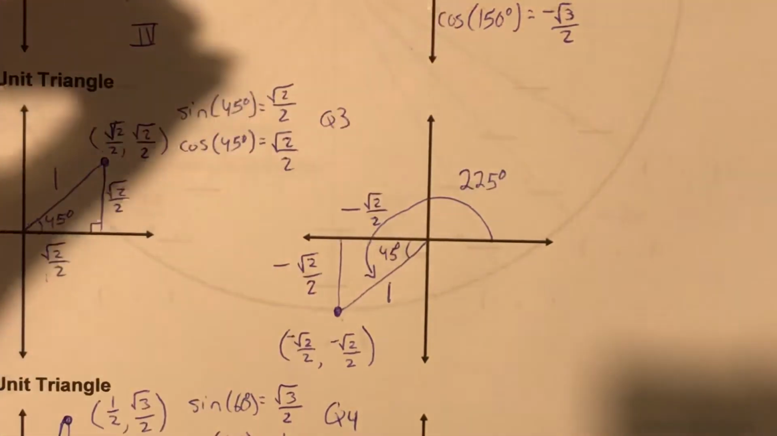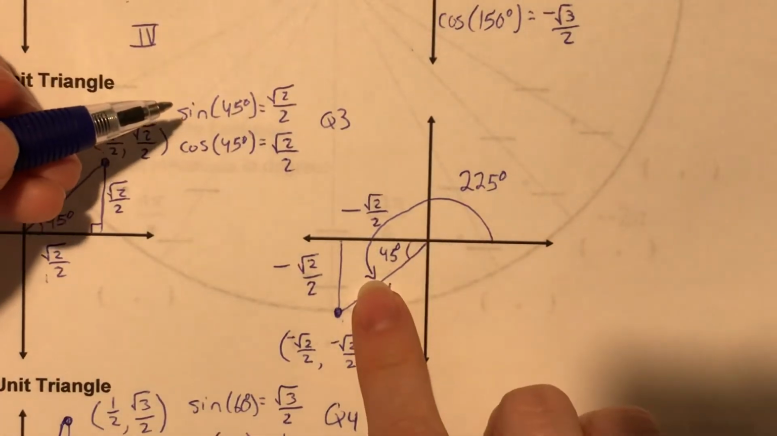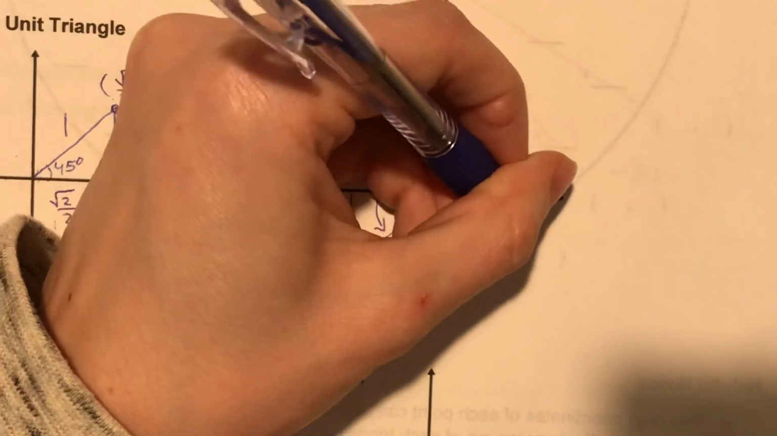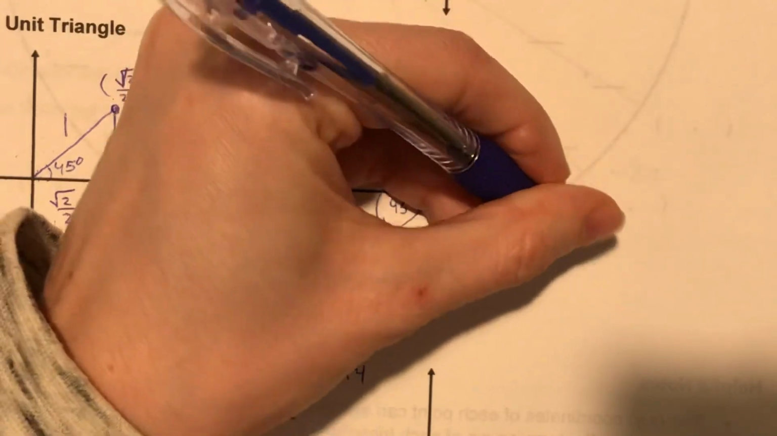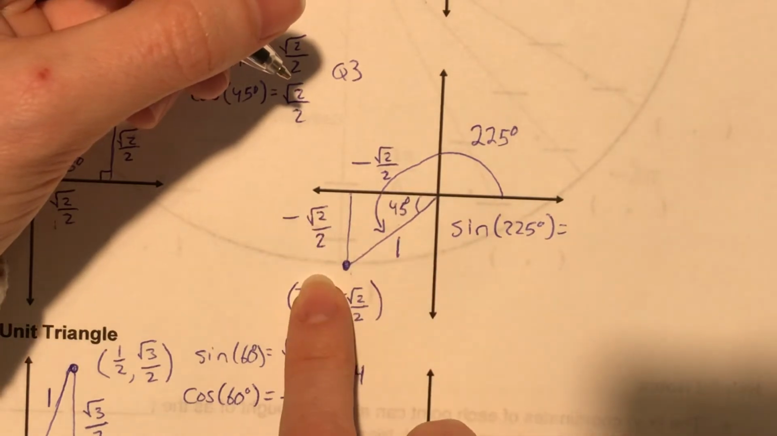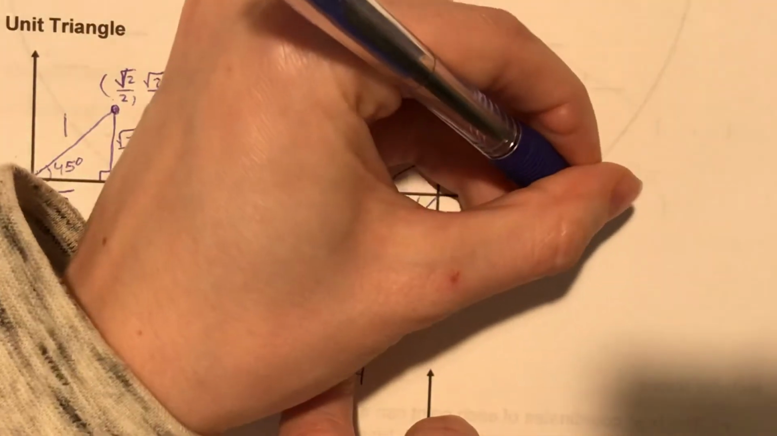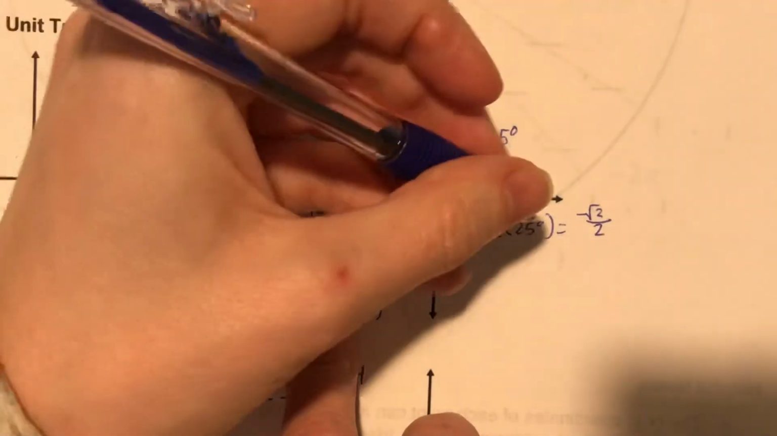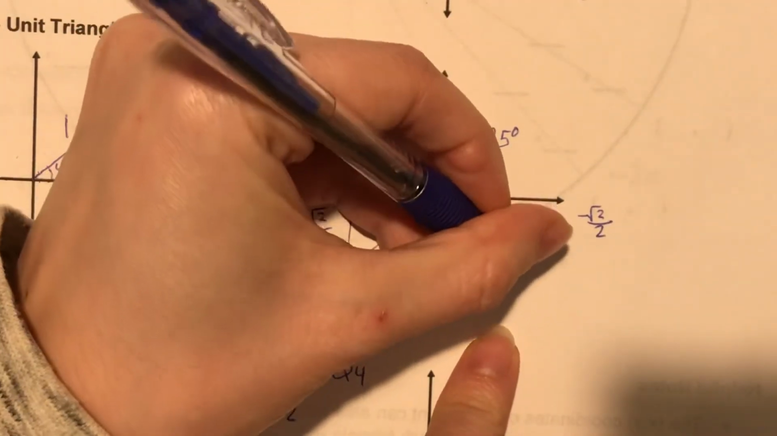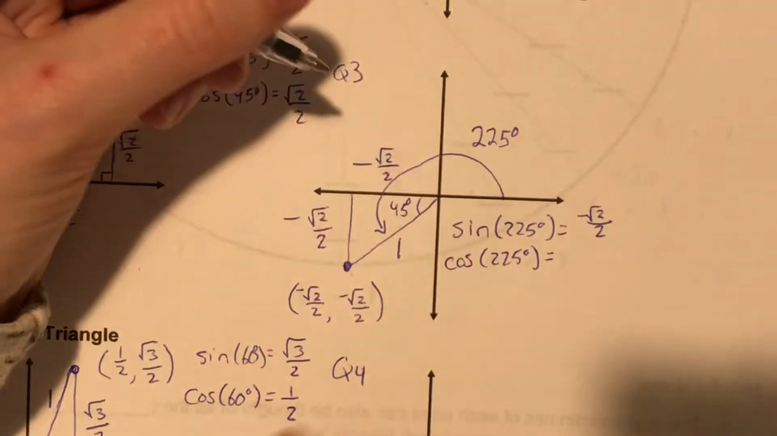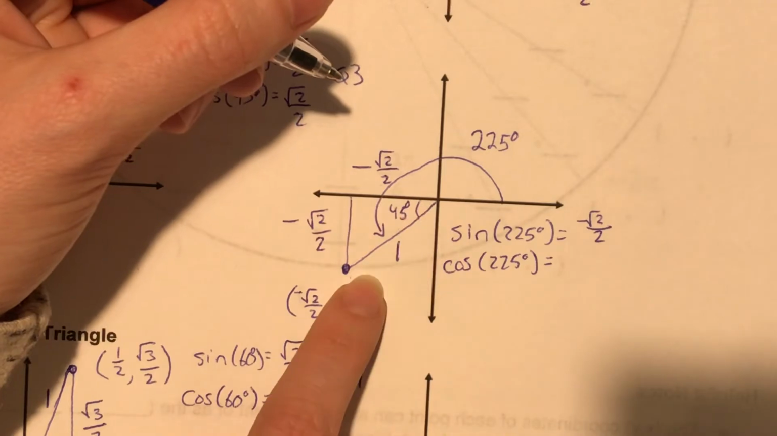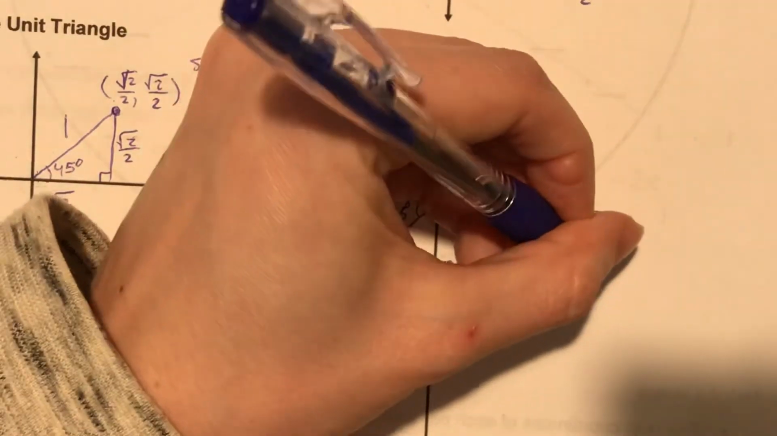So then we can say, all right, I have a 225 degree angle here. I want to find the sine of that angle. So the sine of a 225 degree angle is going to be opposite over hypotenuse, so negative root 2 over 2. And the cosine of 225 degrees is going to also be the adjacent over hypotenuse, so negative root 2 over 2 over 1. So negative root 2 over 2.